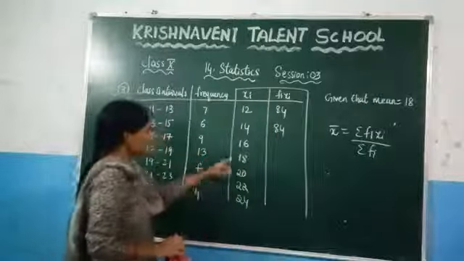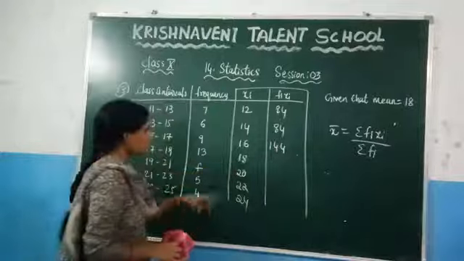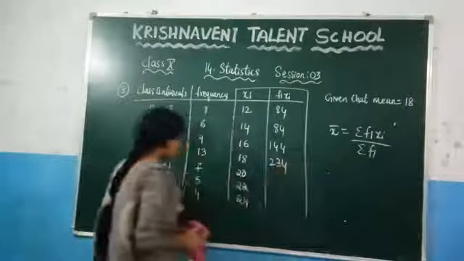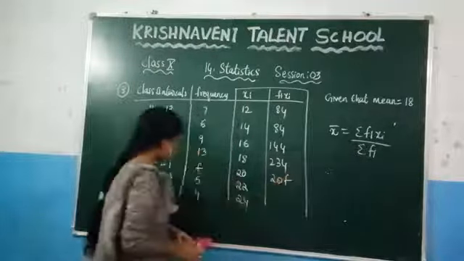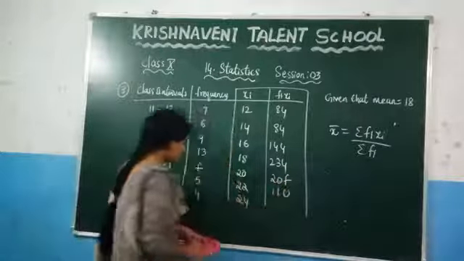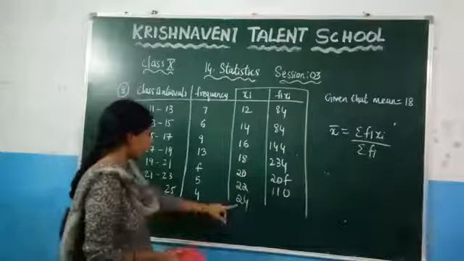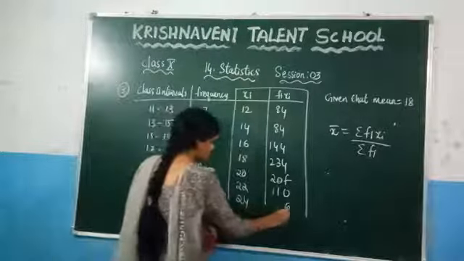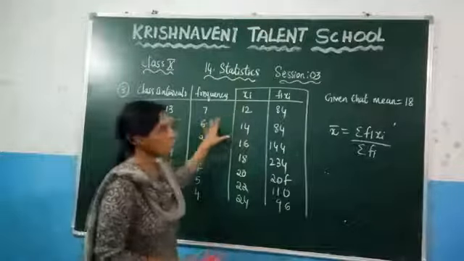And after that 16 into 9, which is 144. And after that 18 into 13, which gives you 234. And after that 20 into f, which is 20f. And after that 22 into 5, which is 110. Right, you can check it: 2 fives are 10, 0 and carry 1, 5 twos are 10, which is 11. And after that 24 into 4, which gives you 96. Right, 4 fours are 16, 6 carry 1, 4 twos are 8, 9, 96. Now we have calculated the products of fi xi.